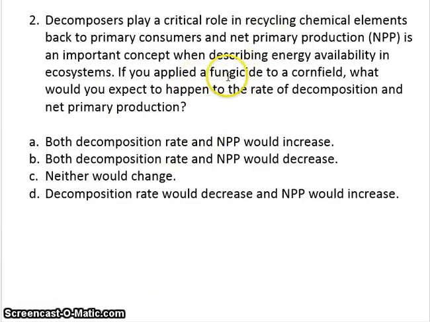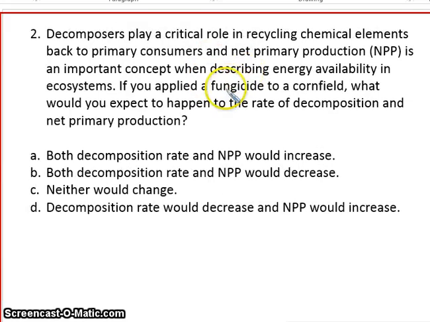Okay, so I'm applying a fungicide. What do I think is going to happen now? The other thing I'm going to remember is that fungi are usually decomposers. So when I apply the fungicide, I expect the decomposition rate to go down. And if I'm applying it to a cornfield, the reason I would be applying it is to hopefully help the corn grow more. So I'd expect more corn or a higher production of corn out of this.